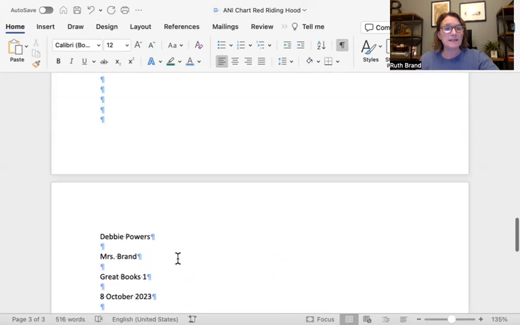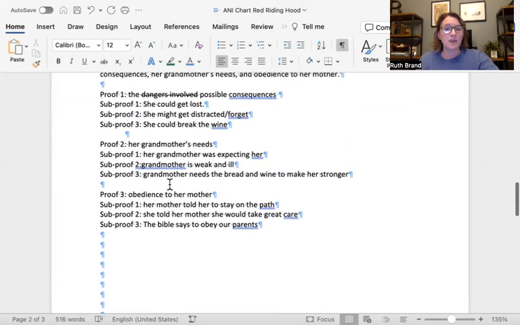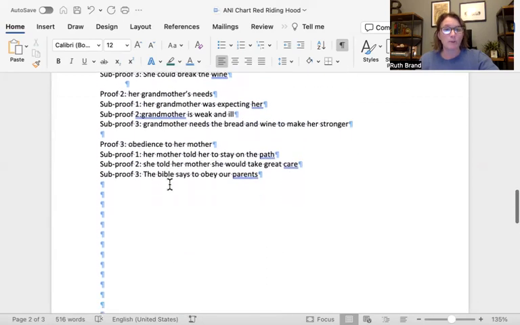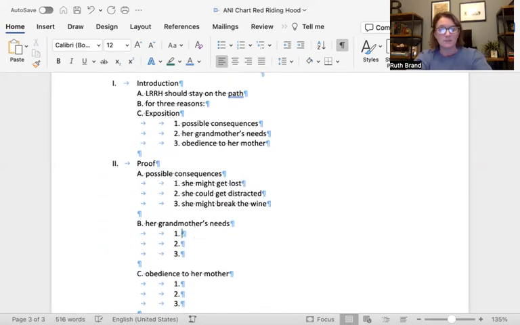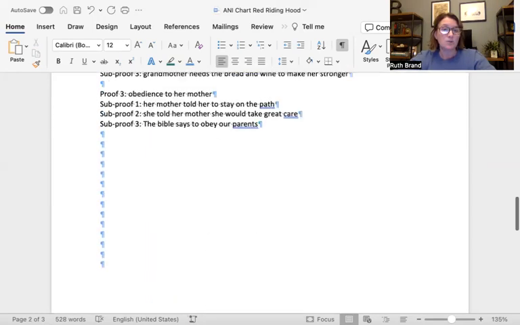Her grandmother's needs, I'll go one up and I'll steal those. Her grandmother was expecting her. Her grandmother was weak. Her grandmother needs the bread and wine. All right, so that goes in. And I might just shorthand it. Grandma expecting her. I can even put weak and ill. I'm going to remember that. And then I could put in she needed the bread and wine. Now, those are going to make really boring sentences, but those are just my reminders for my brain for what I need to write. And then last, obedience to her mother.